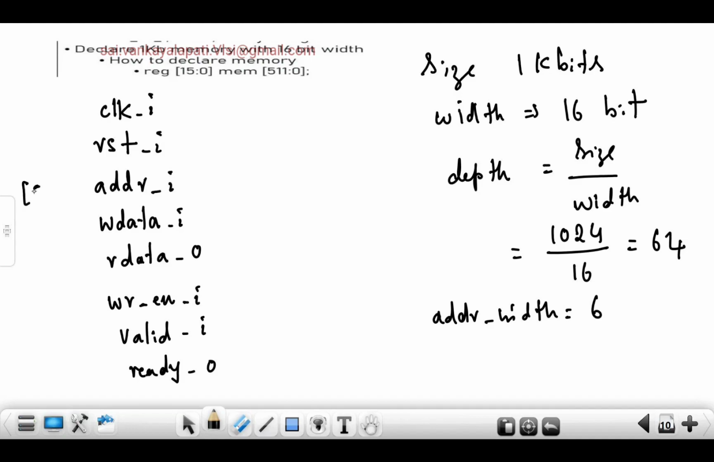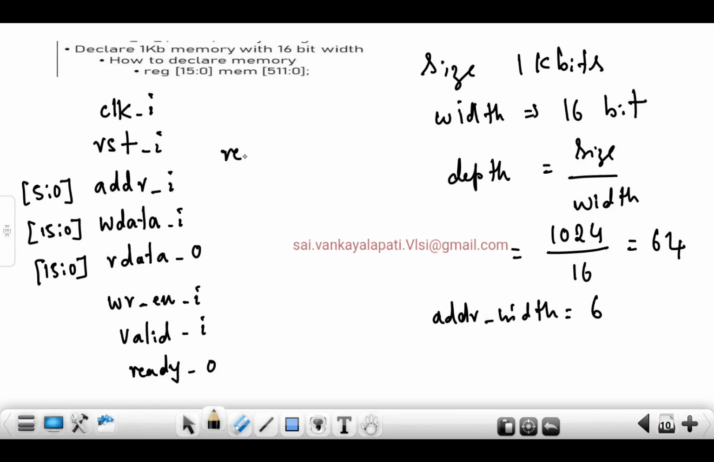Now to declare this, what is the address width? 5 down to 0. What does the write data mean? 15 down to 0, right? Then the read data is also 15 down to 0. Now to write a memory for this, the width is 15 down to 0. And the memory depth is 63 down to 0.